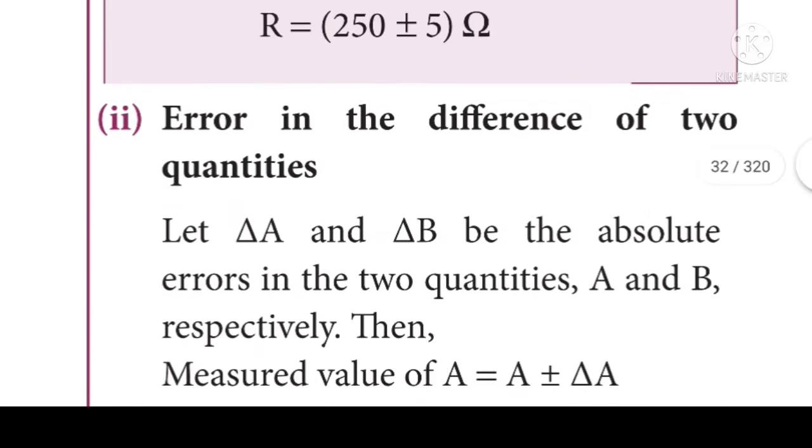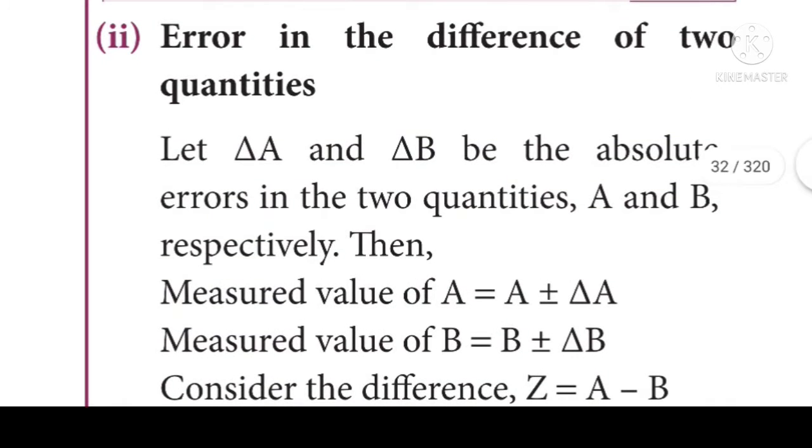Next we are going to discuss error in the difference of two quantities. Here also we are going to do the same process as we did in the previous section. Let del A and del B be the absolute errors in the two quantities A and B respectively. Then the measured value of A is written as A plus or minus del A. The measured value of B is equal to B plus or minus del B.